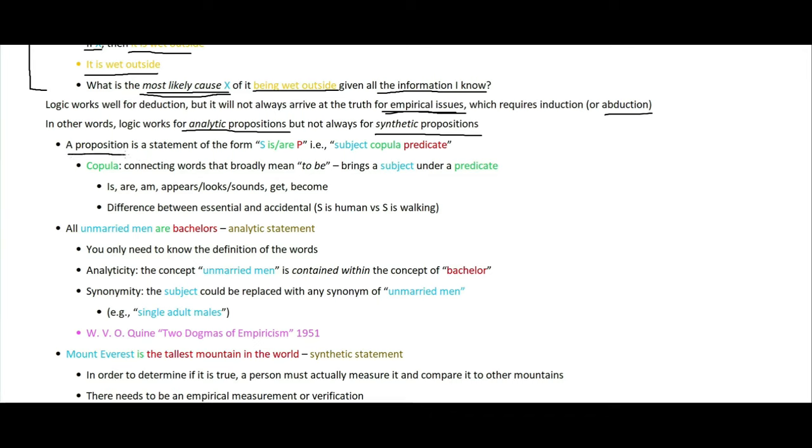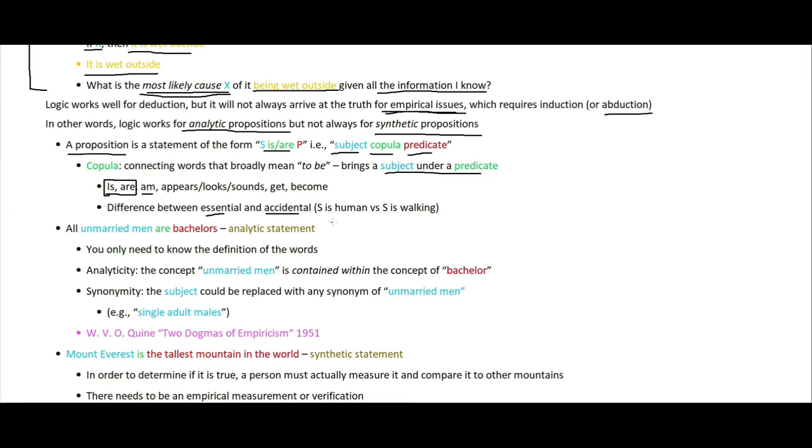So a proposition, once again, is a statement of the form S is P, which is the form of a subject, then a copula, then a predicate, where a copula is a connecting word that, in a broad sense, means to be. So it brings a subject under a predicate. Some examples of different copulae: is and are are the ones that we have been using the most. Those are the easiest and most common ones. But a word like am, or appears, looks, sounds, get, or become can all be used as copulae as well. And if we went down the rabbit hole, we could look at differences between essential and accidental copulae.